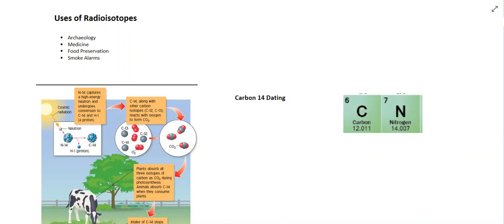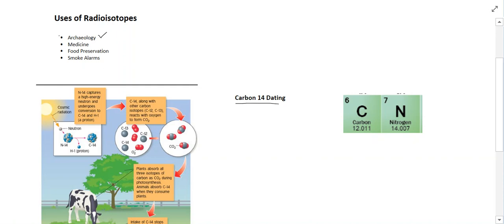Okay, so what I want to talk about in this lesson are some of the uses of radioisotopes, and we'll particularly focus on their use in archaeology. So radioisotopes are very, very useful. They're used in archaeology in carbon-14 dating, which we'll go into now in a little bit more detail.